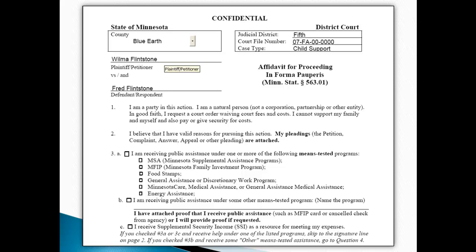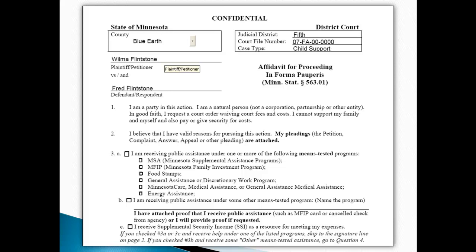The first way to qualify is if you receive any public assistance in a means-tested program. This includes, but is not limited to, MFIP, MinnesotaCare, food stamps, and energy assistance. Check whichever box is appropriate for your situation for question 3.